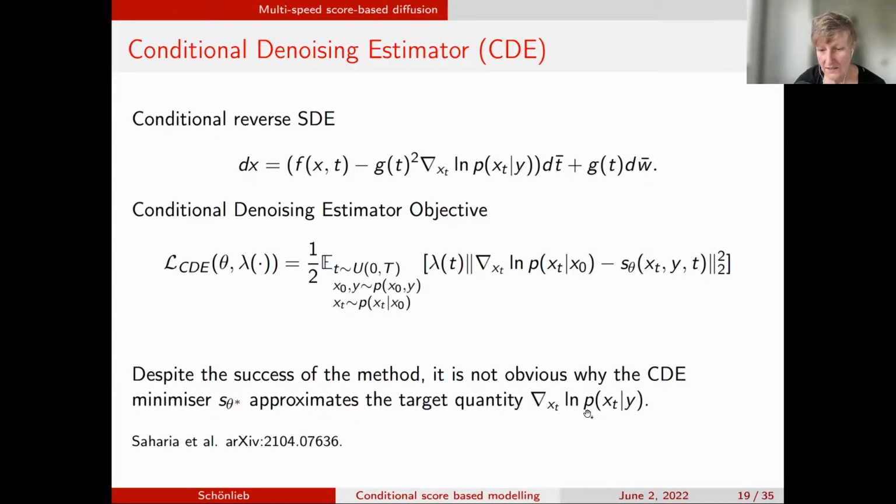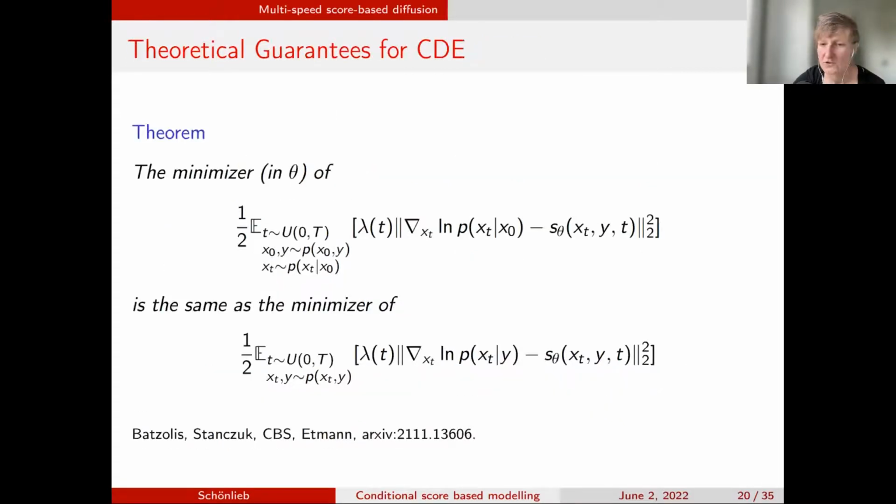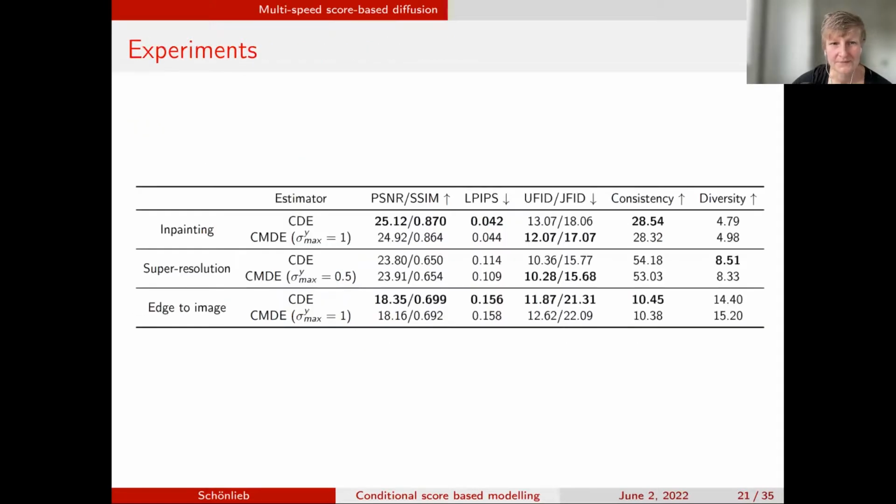But in fact, you can prove it. So this is the good thing. You can actually prove that this objective that the CDE guys have been using actually makes sense, and that the minimizer of this is the same as a minimizer of the score matching objective that actually matches with the conditional score. Okay, so this is kind of nice.